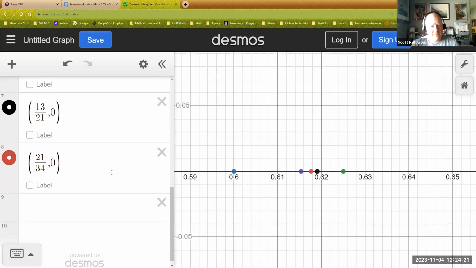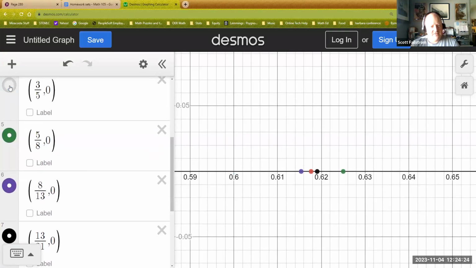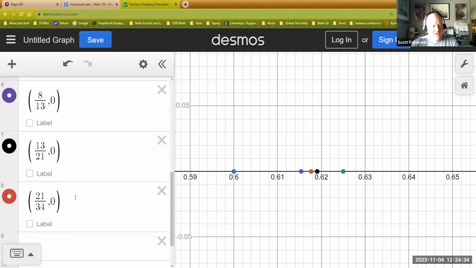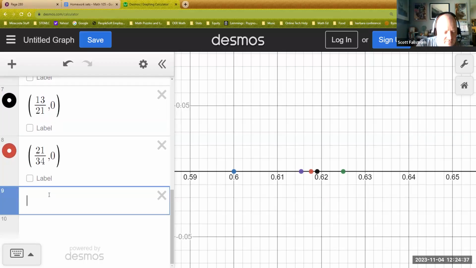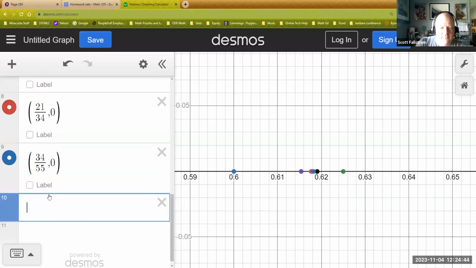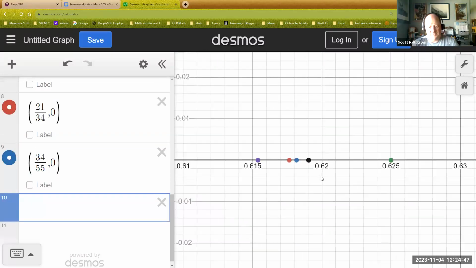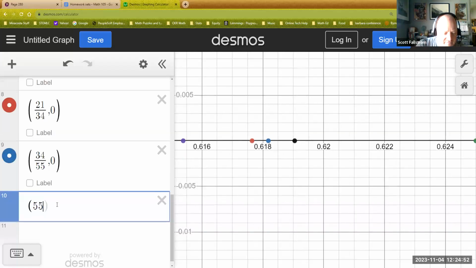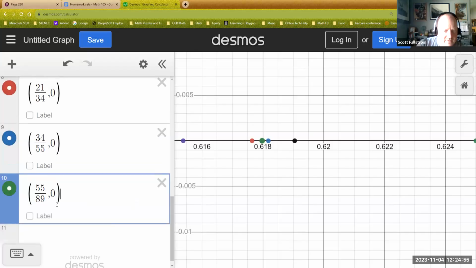So there we go. What you can see is there's 3/5. There's 5/8. Here's 8/13. 13/21. So this one's a little too high. This one's a little too low. And if I keep going, this would be 34/55. And you can see I'm getting closer and closer to a particular number. You can even keep zooming in. Next one would be 55/89. And so again, we get closer and closer to this number.